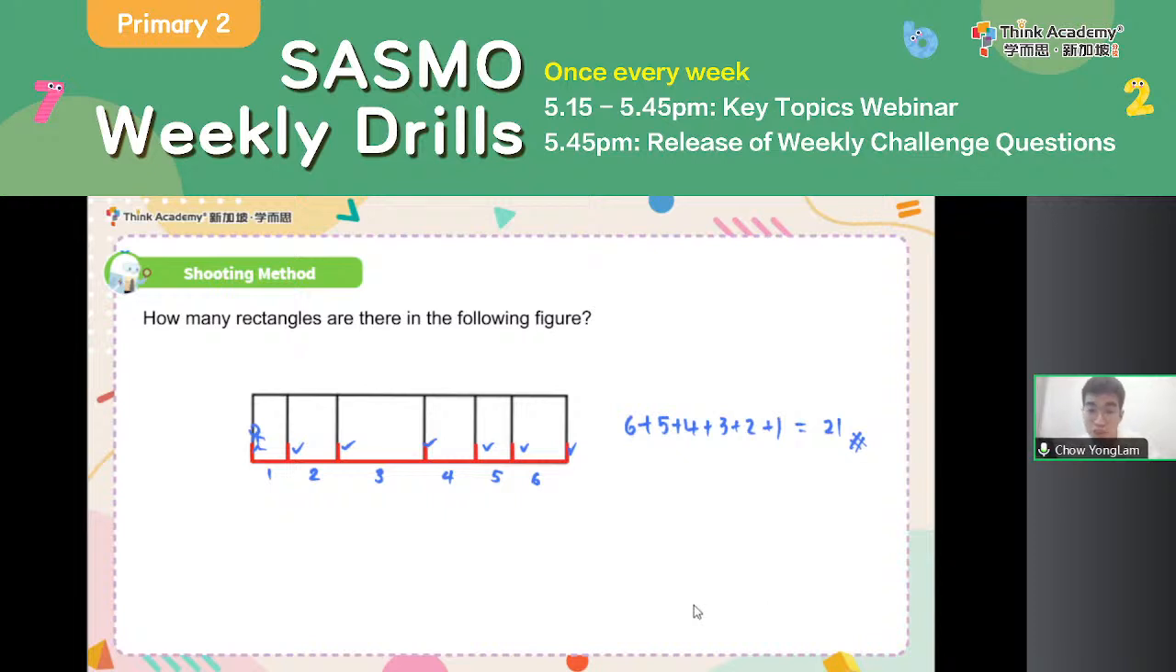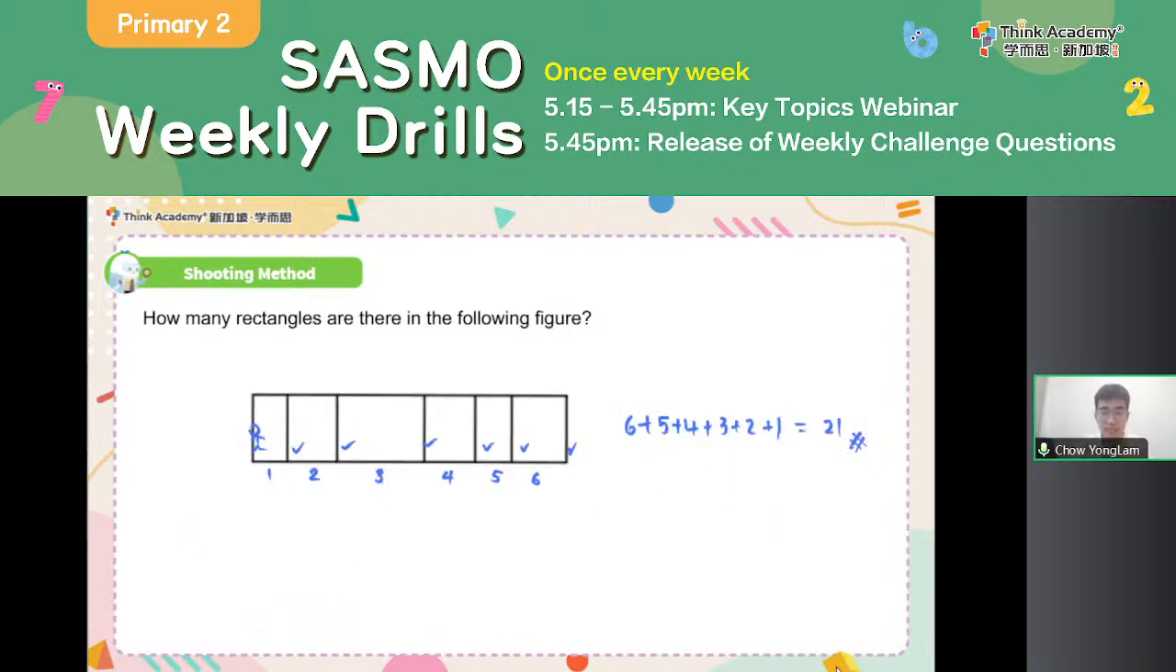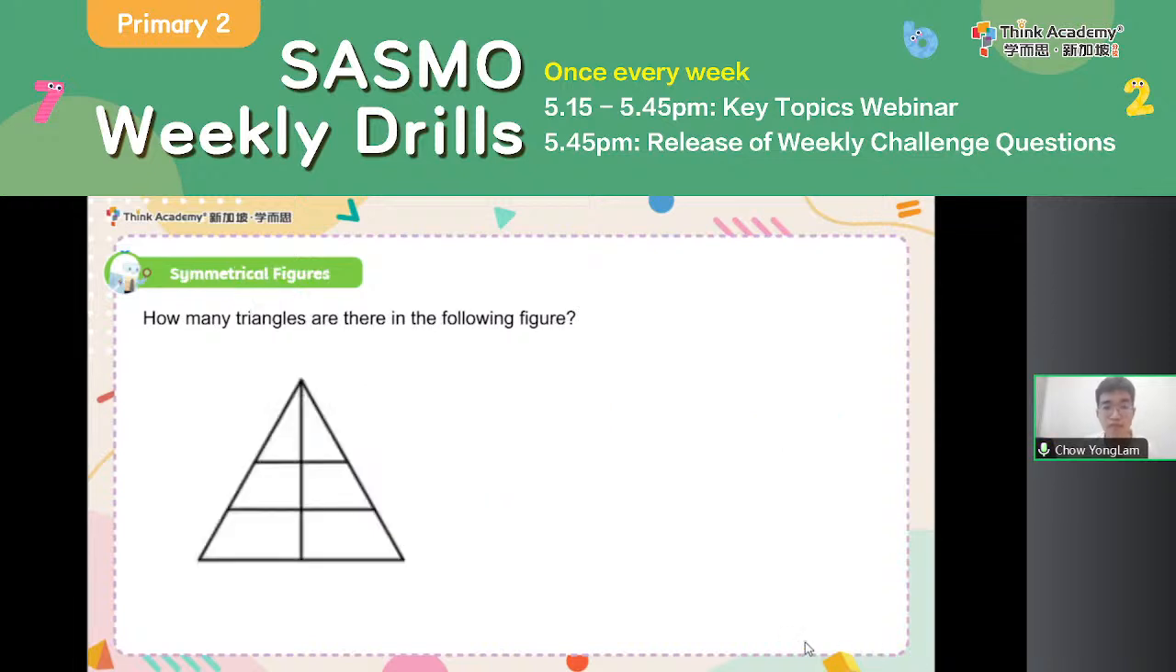So you see, shooting method is so convenient. It helps us in so many ways. Whenever you see these sort of patterns, triangles or rectangles that line up in a row, you can use the shooting method to try out. All right, with that, let's look at another case. Shooting method is useful. Now, how about this picture over here? Do you think you can use the shooting method?